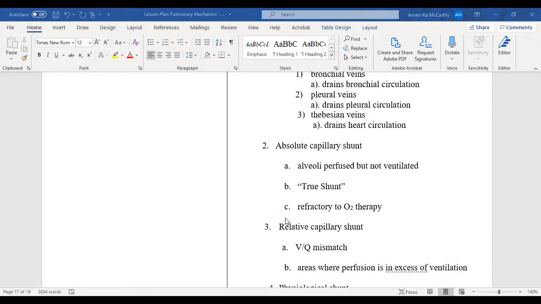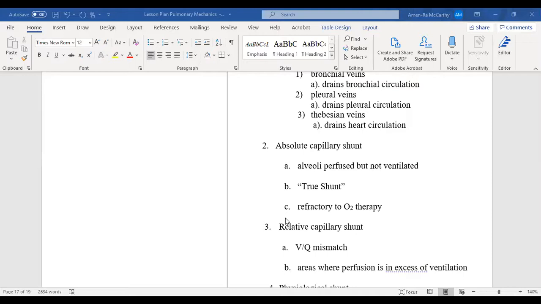That is a true shunt, right? Also known as an absolute capillary shunt. Absolute capillary shunt is when it's no nonsense, smack you in your face, perfusion with no ventilation, okay? This type of shunt is refractory to oxygen therapy.